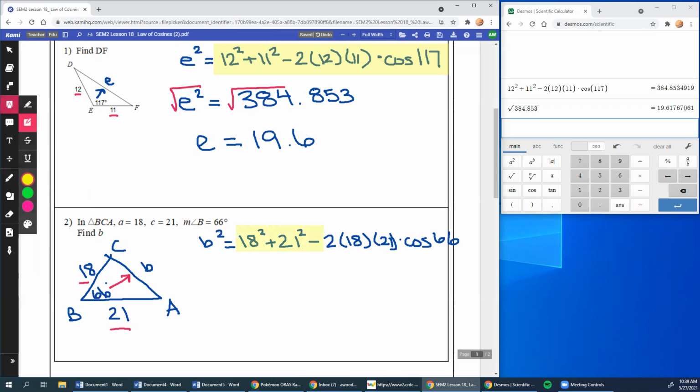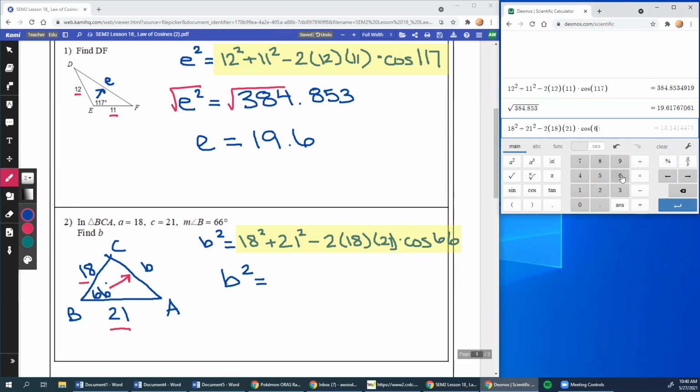Again, I'm just going to take this whole long string of things and plug it directly into my calculator, because if I just do that, there's less room for errors. 18 squared plus 21 squared minus 2 times 18 times 21 times cosine of 66. Enter. There we go. Again, we're going to keep 3 decimals to make sure our answer is as accurate as possible.